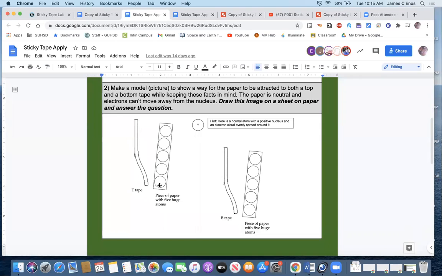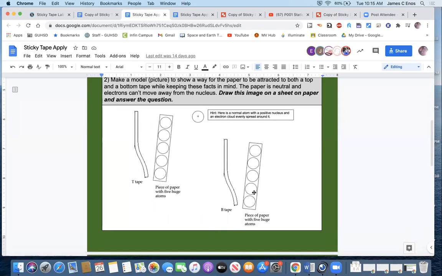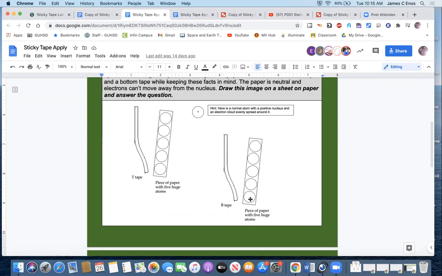I want you to try to draw in what's going on with this top tape, where we know the top tape has a positive net charge and it pulled the paper. The bottom tape has a negative net charge, but it also pulled the paper. So I want you to try to come up with a way to draw this image showing that the paper was attracted to both a positive and to a negative.